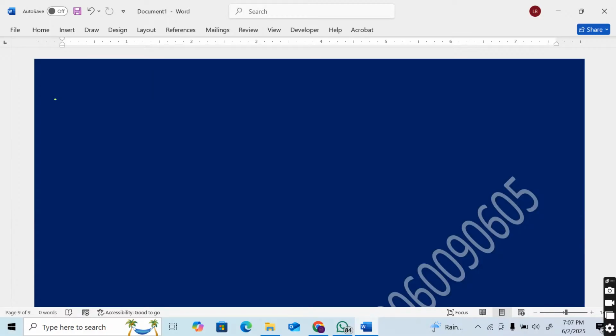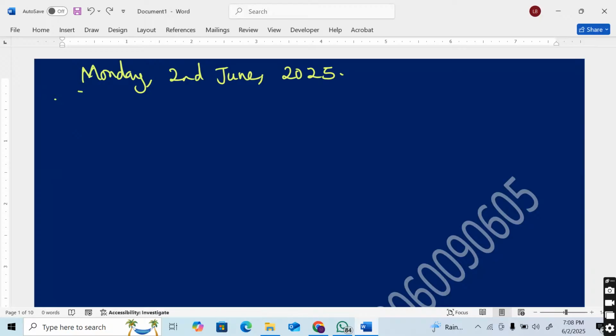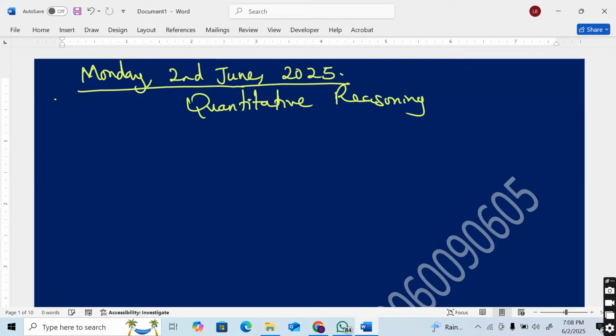So let's go ahead and write today's date. Today is Monday, 2nd June 2025. We're going to be doing two things. The first thing we'll be doing is quantitative reasoning. Then we also move into solving mathematics, especially revision questions in math. So now let us solve quantitative reasoning.